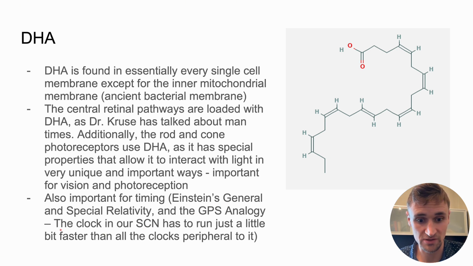And Dr. Kruse has hypothesized that the clock in the suprachiasmatic nucleus in the hypothalamus also has to run just a little bit faster than all the clocks distal to it, all the clocks that are lower to it. So the clock in your liver or the clock in your big toe has to run just a little bit slower than the clock in the suprachiasmatic nucleus in the hypothalamus. And so what allows the suprachiasmatic nucleus, the clock in there, to actually run a bit faster?